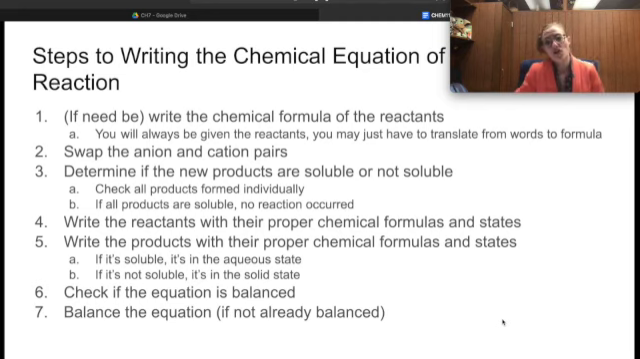Once we've written all of this out, we check the equation to see if it's balanced, and then we balance it if it's not already balanced. So it's basically just a culmination of everything we have been doing this far. Can we write a chemical equation?